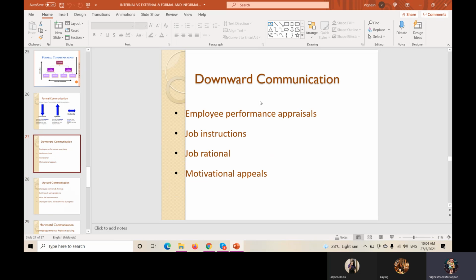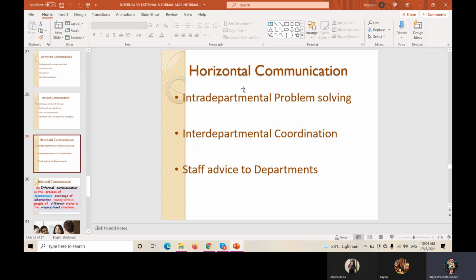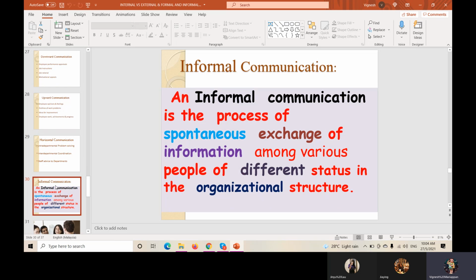So this is a downward communication, meaning, teacher said, from the manager to the employee. And then the upward is also formal communication, but it is from the employee to the boss, to your manager. And then this is your horizontal communication between people of the same rank.